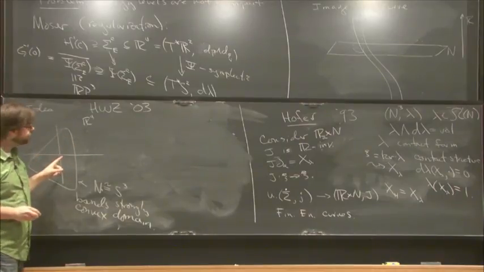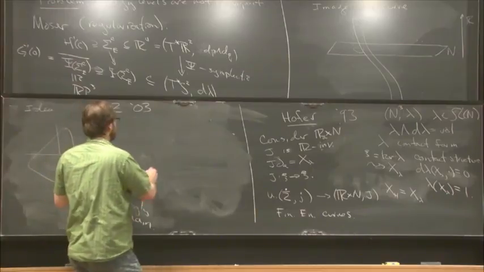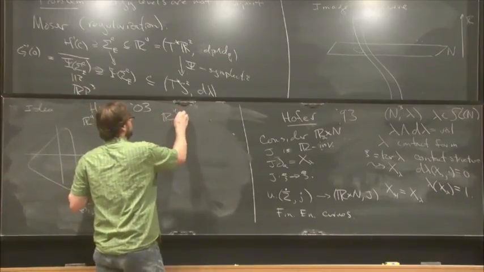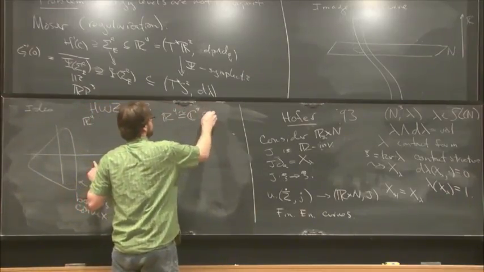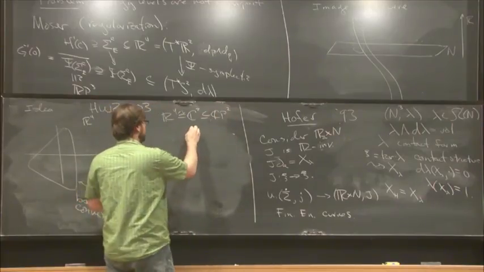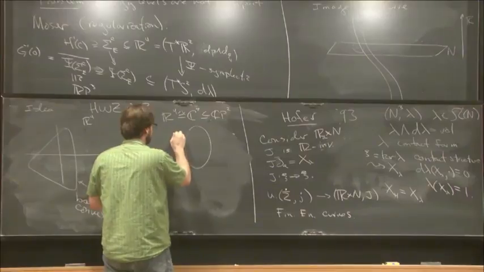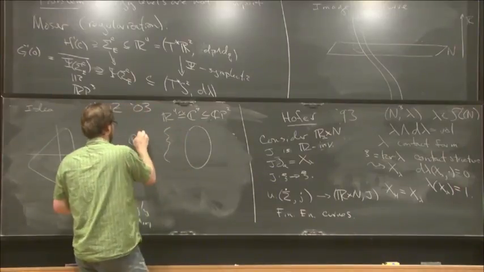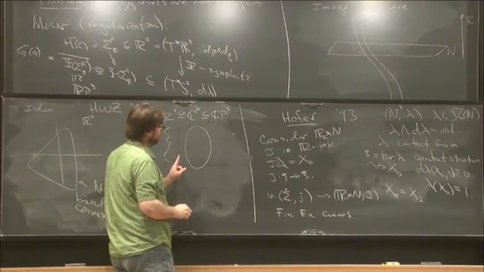But then what they do is they say, well, look, R4 we can think of as just C2, which sits inside CP2. And so now I can draw CP2 in the following manner, which probably looks a little bit strange. So here's CP2.